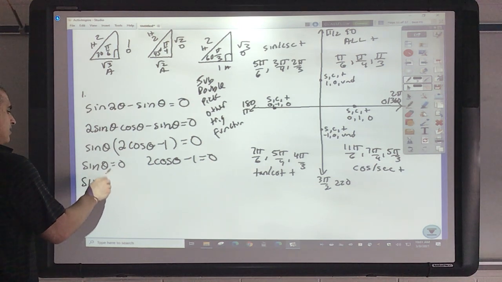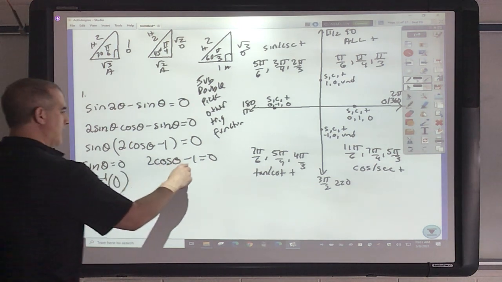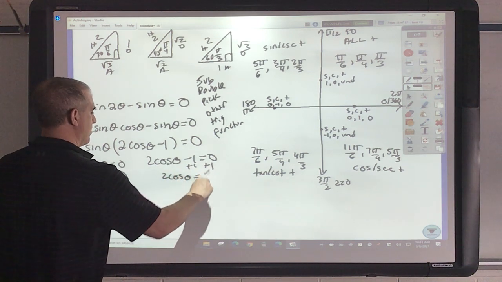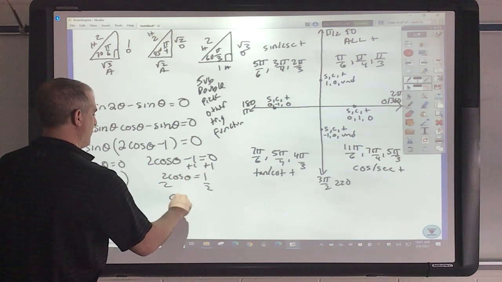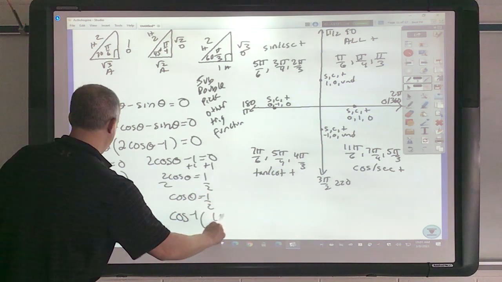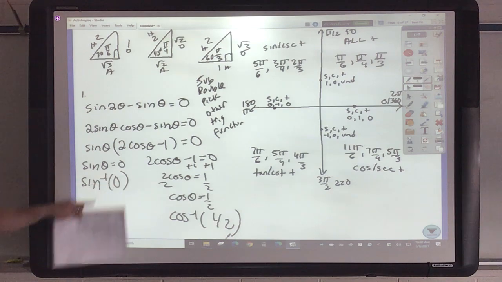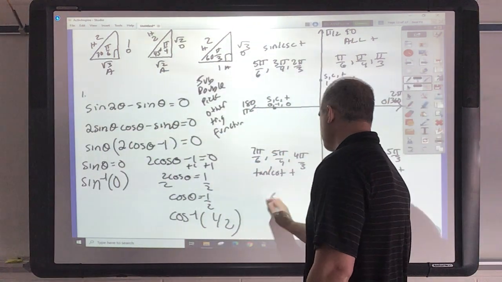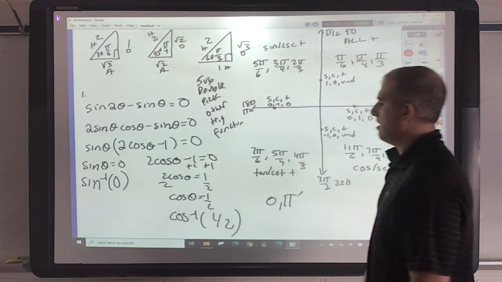So this one, I'm just going to do real easy. Sine inverse of 0. Got to do a little bit of work here. That's going to be 1 divided by 2. I want to do the cosine of theta of 1/2, so I'm doing inverse cosine of 1/2, okay? So let's find where the sine of 0 inverse is 0. That's going to be 0 and pi. Okay, 0 and pi.